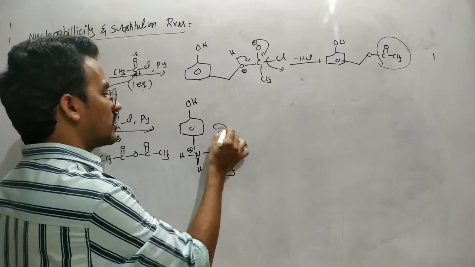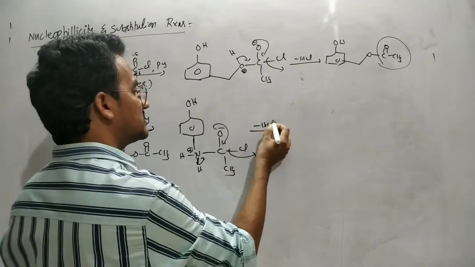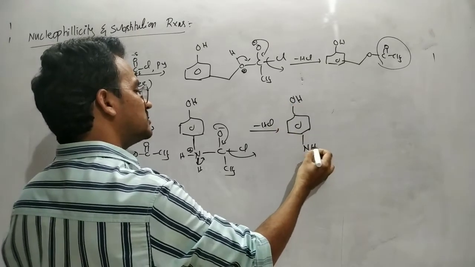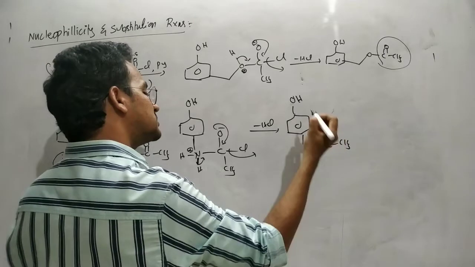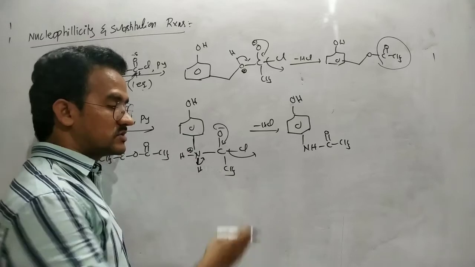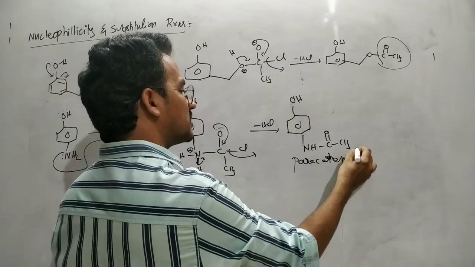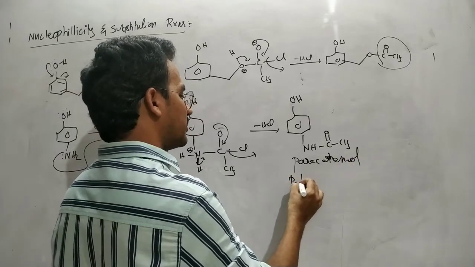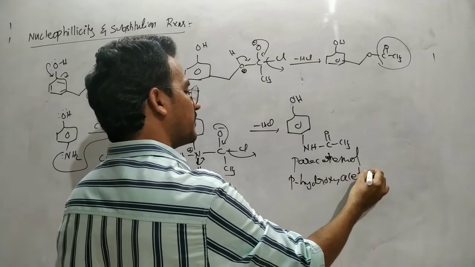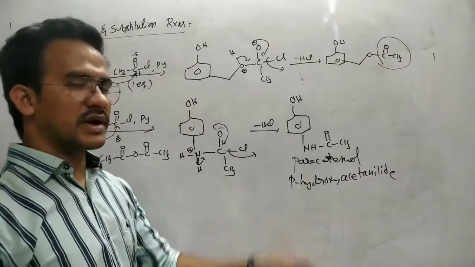Now next here, reformation of pi bond, leaving of Cl minus, and from this one H plus. So there is a loss of HCl, that HCl is removed by the pyridine, of course. As a result, that hydrogen on the NH2 group is replaced by the CO. It is an N acylation in this case, not O acylation. That is nothing but paracetamol. It is a para-hydroxy acetanilide, and commonly it is called paracetamol.